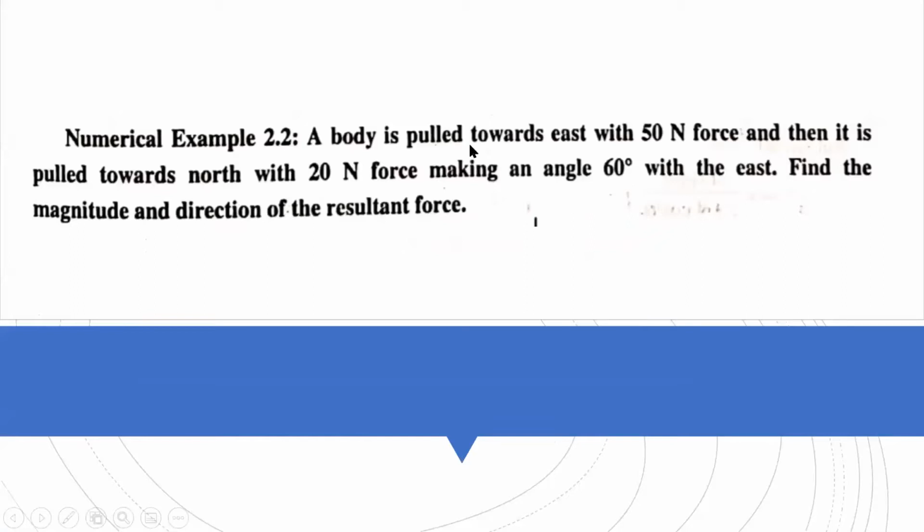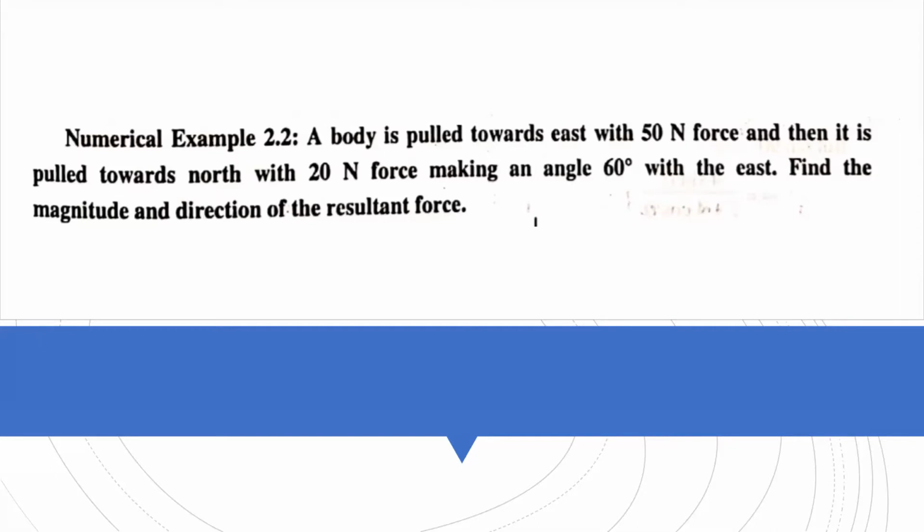Okay, so the first question is, a body is pulled towards east with 50 Newton force and then it is pulled towards north with 20 Newton force, making an angle 60 degree with the east. Find the magnitude and direction of the resultant force. So this is the question. You read the question yourself, try to understand it. By that time, I will try to draw the figure for this question.